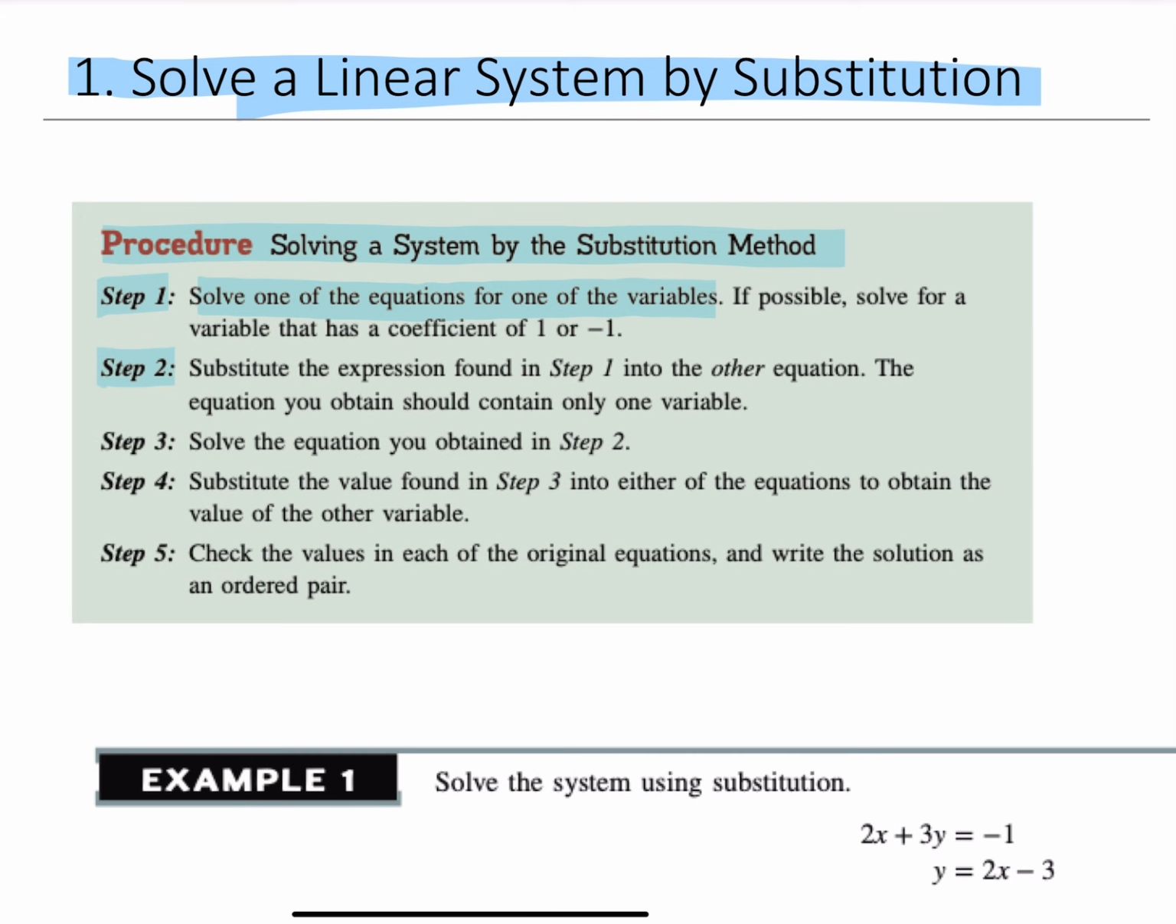Then step 2, substitute the expression found in step 1 into the other equation. Then we'll obtain an equation that only has one variable. Then you can solve that new equation. That'll give you an x or a y value. Then take that value and substitute it into either of the equations to obtain the value of the other variable. So if we found x, we can plug that in to find y. And then we can check the values in the original equations to make sure that they work out and we get an ordered pair as our solution.